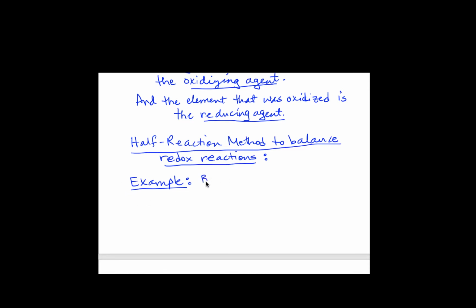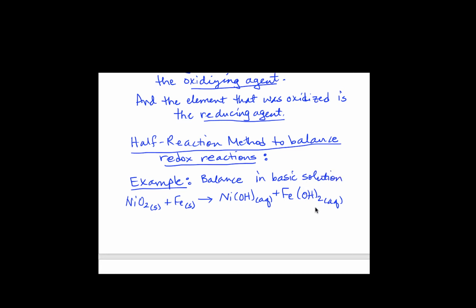So the example here would be maybe to balance the reaction of nickel oxide, which is probably a solid, with iron metal, so that's also going to be a solid. And it's going to turn into nickel hydroxide, which is probably aqueous, and also iron hydroxide. And we are told that this is in a basic solution. That makes good sense, right? We're making a bunch of hydroxides here.